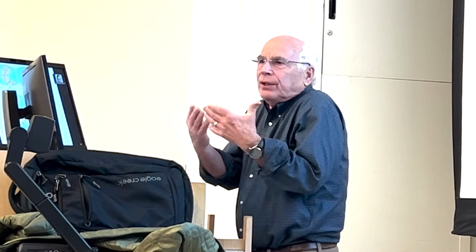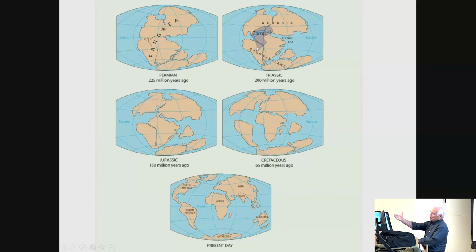So again, why we don't have dinosaurs well represented in Oregon is probably because, as I mentioned, Oregon didn't exist 200 million years ago. There's a good reason for that. They didn't walk on water, you know. And so here's a diagram showing the repositioning of the continents through time.